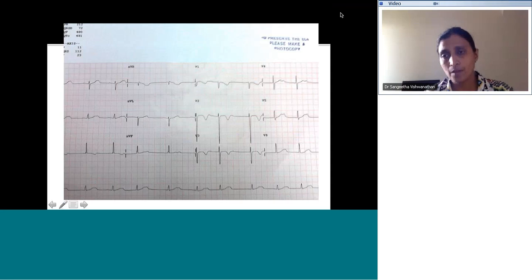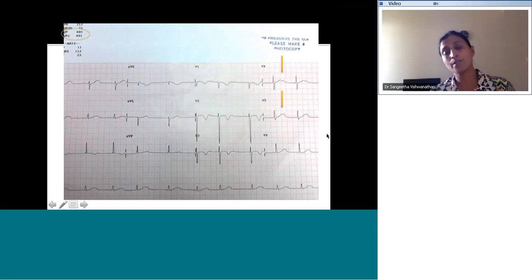The important features on the ECG, of course, are prolonged QT. You can see here that the QTc is prolonged. Not only that, the T wave is very abnormal, so this is also a clue. When you see abnormal T waves like this, it should definitely raise your suspicion of long QT syndrome.